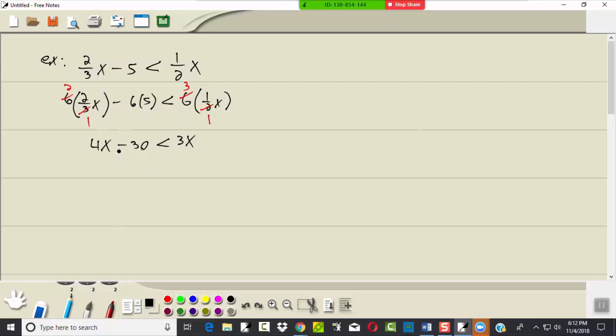Step 3, get everything with an x on the left side, numbers on the right. So I'll take this 3x, move it to the left side. I'll take this negative 30, move it to the right side. Again, you move anything across the inequality, your sign changes. So a positive 3x becomes a negative 3x. The negative 30 becomes a positive 30. 4x minus 3x is 1x, or x, so we've got x is less than 30.